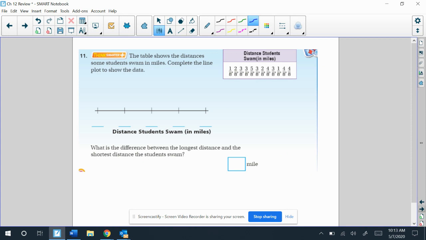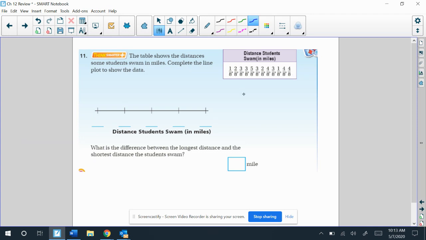It is just like before where we made a line plot. All right, let's see how you did. We have the table in distances. Some students swam in miles. Complete the line plot to show the data. Okay, I will complete that. Well, the denominator is all the same. So now I just need to put them in order.